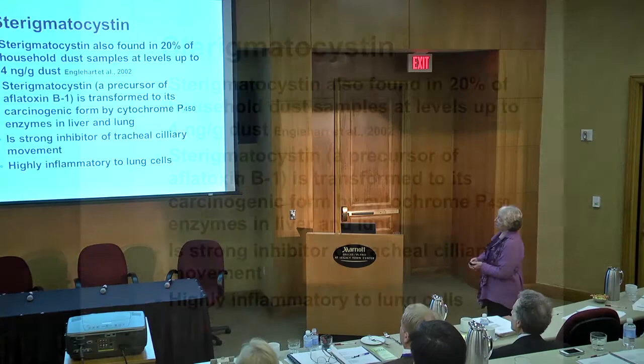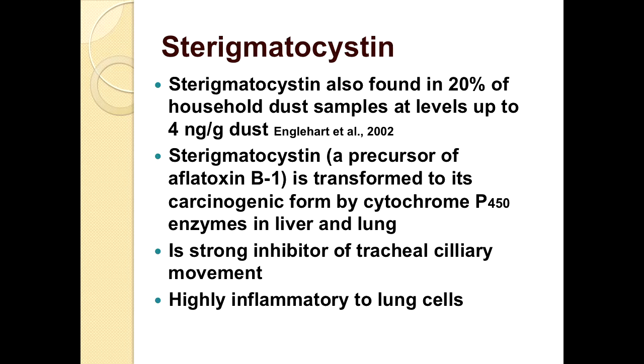So Engelhardt published in 2002 and found that sterigmatocystin was in 20% of household dust samples at levels up to 4 nanograms per gram dust. Sterigmatocystin is a precursor for aflatoxin B1, which is the most toxic natural molecule that we know. And it's transferred into carcinogenic form by cytochrome P450, not only in the liver. The lung also makes cytochrome P450.